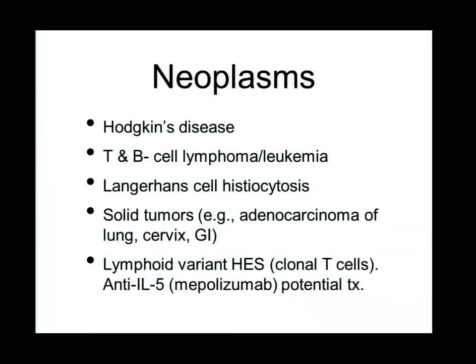And then the more important one, part of the hypereosinophilic evaluation, is you also look for these lymphoid neoplasms, and they're called the lymphoid variant hypereosinophilic syndrome. And they're clonal T cells with CD3 minus, CD4 plus variant markers. And what's important about classifying this type of lymphoid neoplasm is they're actually highly responsive to anti-IL-5, which is the potential treatment in that class.